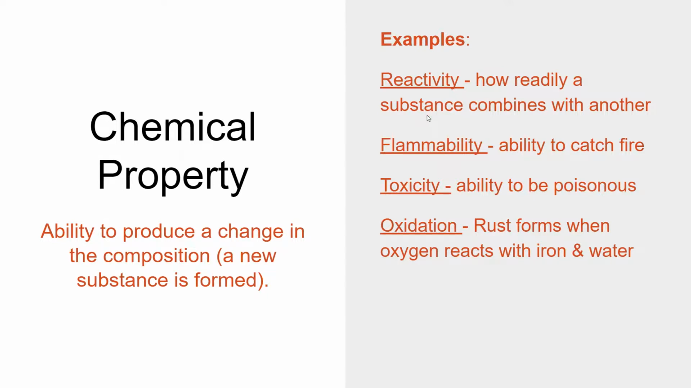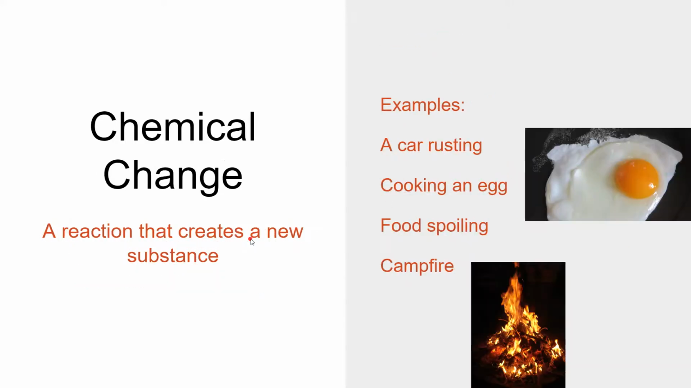It's reacted to the air. Your car has got rust on it because it's reacted with the oxygen in the air, and it produces a new substance. How flammable something is, the ability to catch fire, combustibility, combustion, how easily it can explode, blow up. Toxicity. These are all examples of chemical properties that can produce a new substance.